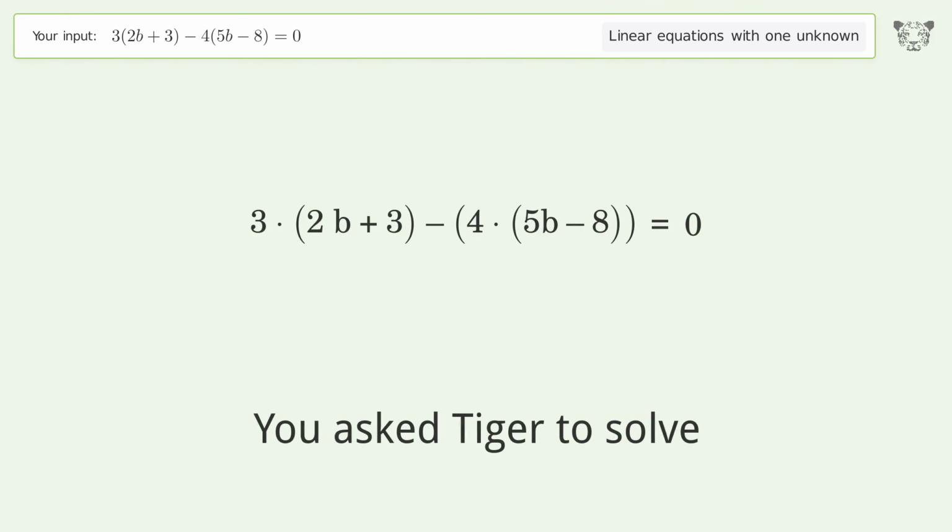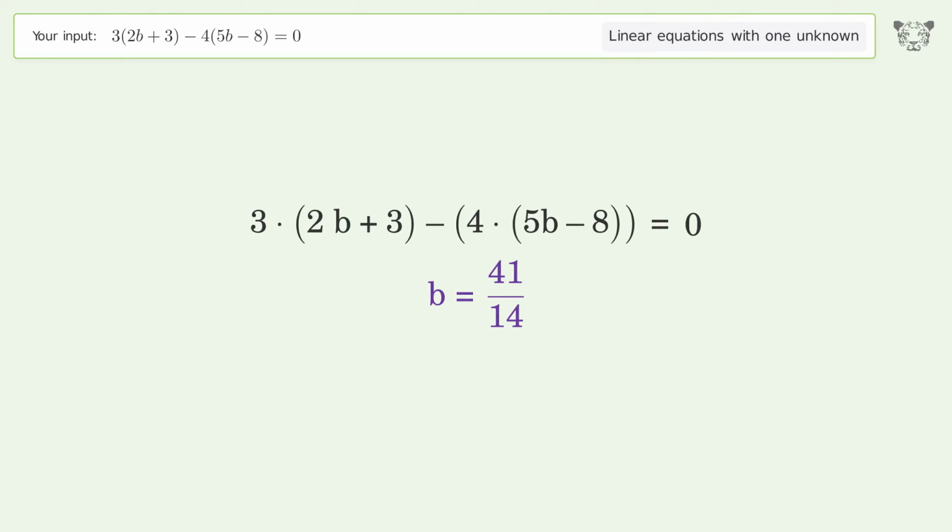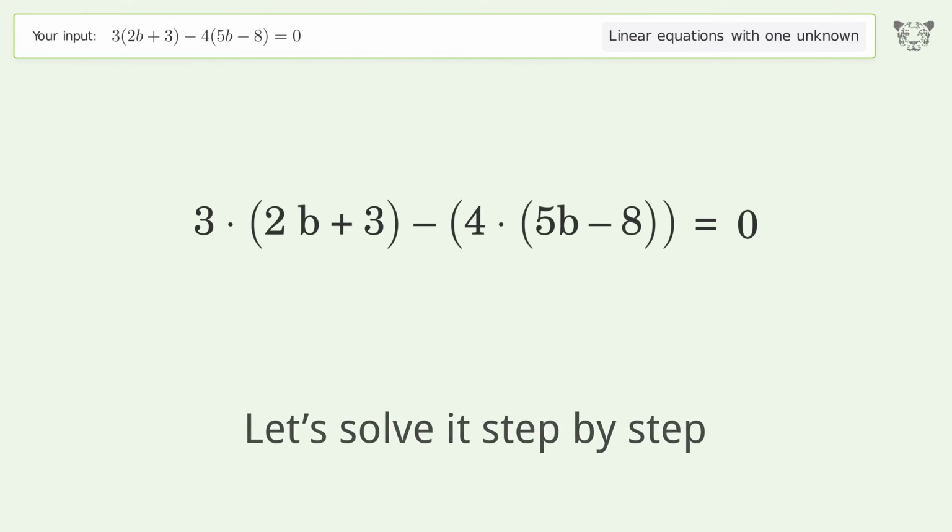You ask Tiger to solve. This deals with linear equations with one unknown. The final result is b equals 41/14. Let's solve it step by step.